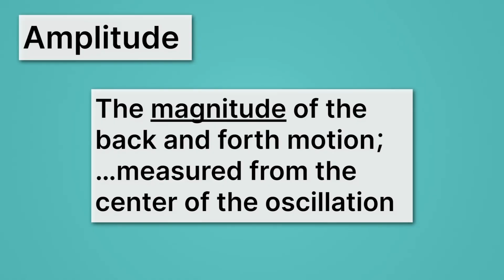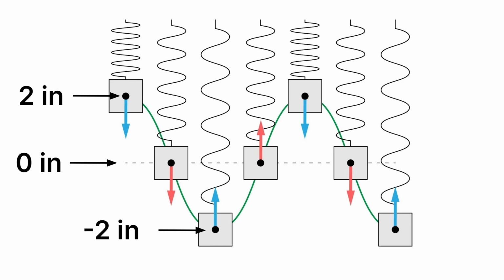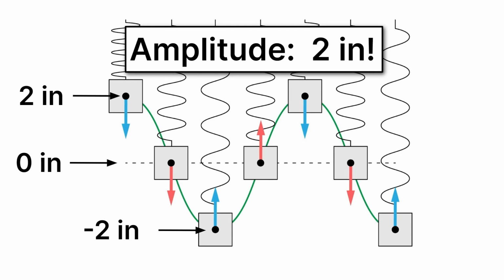Remember, that's the magnitude of the back and forth motion measured from the center of the oscillation. What do we mean by the center? Well, that dashed line is the center point for our oscillation, 0 inches. And the block gets about 2 inches above that, and about 2 inches below that. And so that means our amplitude is 2 inches.